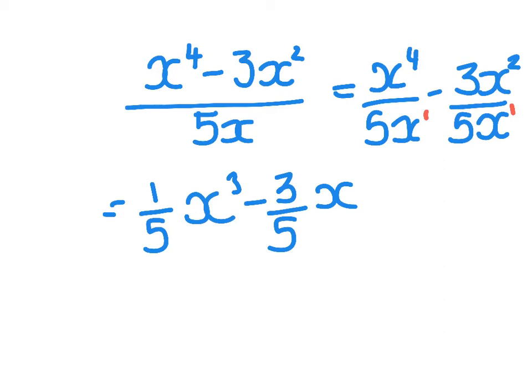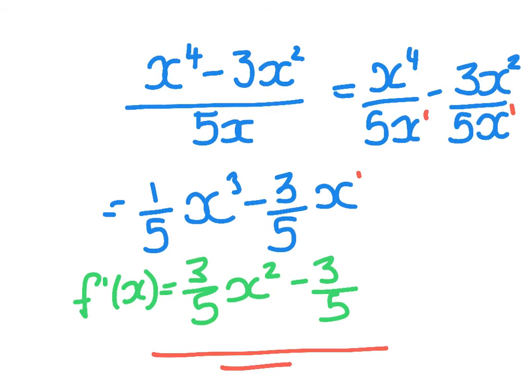Again, be careful because we haven't differentiated yet. But we are now in the situation where we can just follow the rules: multiply by the power. So 3 times a fifth is 3/5. Reduce the power by 1, it's x squared. Multiply by the power, 1 times 3/5 is negative 3/5. Reduce the power by 1, that's x to the power of 0, which is just 1.